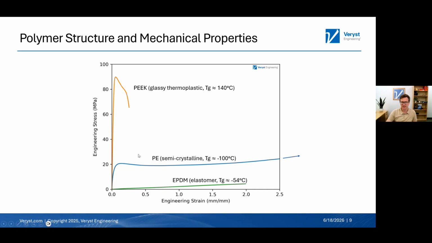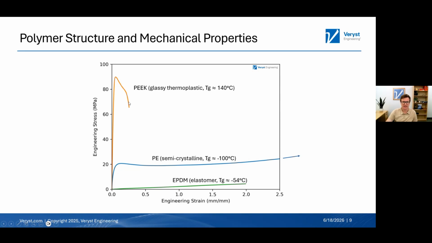One way to think about this is that those crystalline domains are increasing the apparent yield strength of the polyethylene. They're increasing the modulus, much higher than for the EPDM, which has essentially no crystalline domains to reinforce it in the same way that polyethylene does.